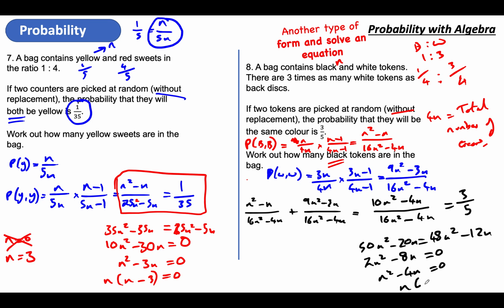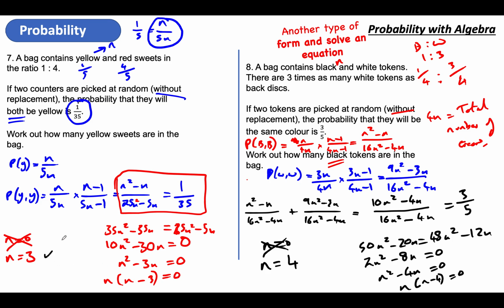Factorize it to get n brackets n minus 4 equals 0. So either n equals 0, remember that's the n on the outside of the bracket. If that's 0, everything is 0. Well, it can't be that one, because otherwise there'd be no question. There wouldn't be any counters of any kind. Or n equals positive 4, which is what that must be, he says, looking over it.